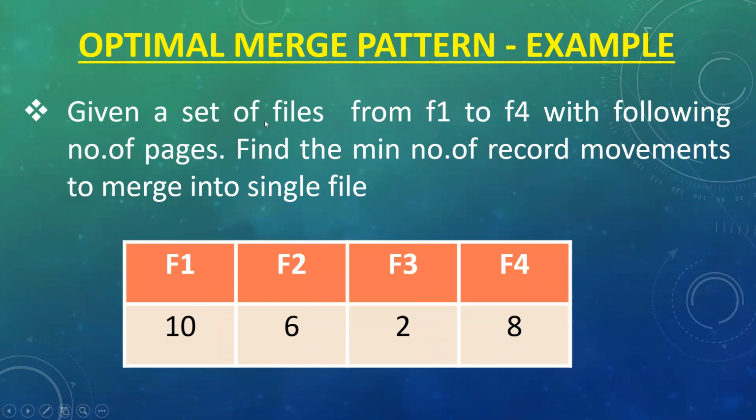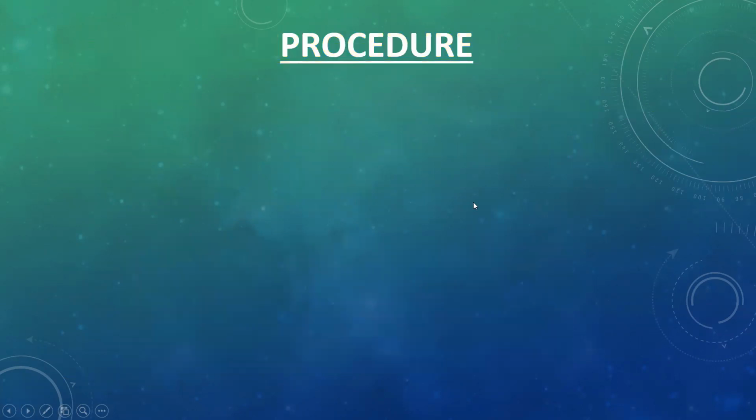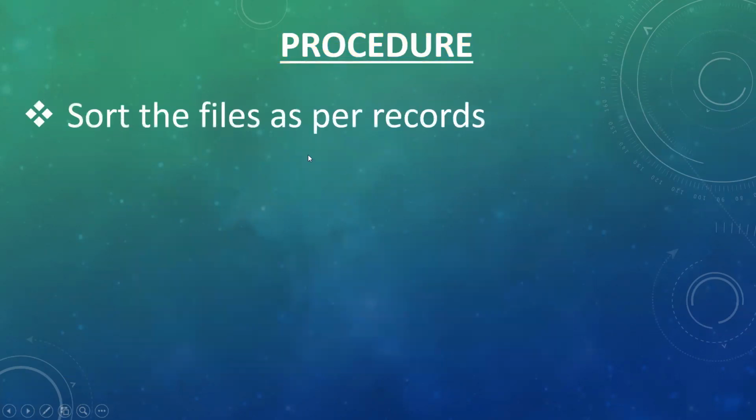So the question is, given a set of files from F1 to F4 with the following number of pages or records, find the minimum number of record movements to merge into a single file. So let's start with the problem.